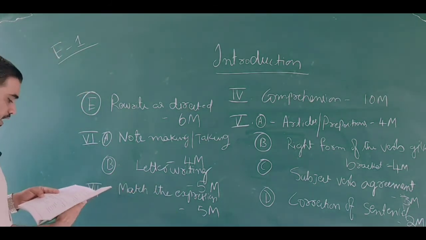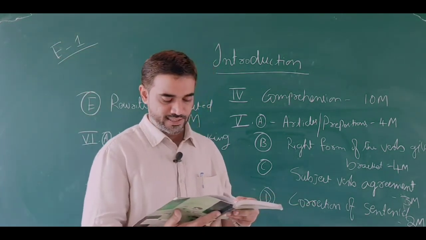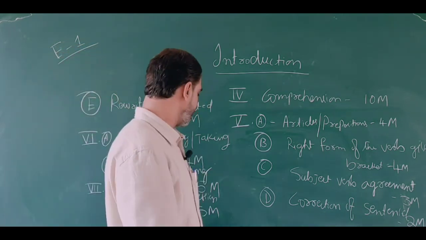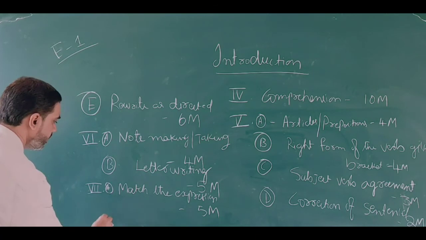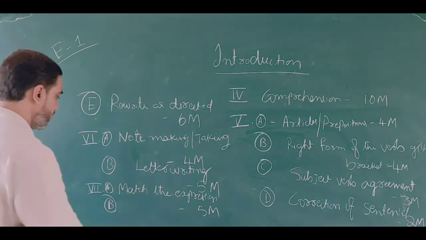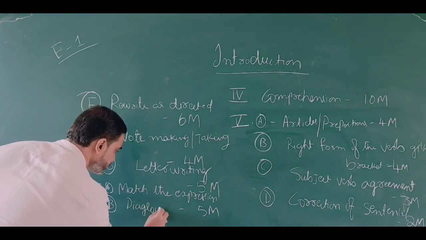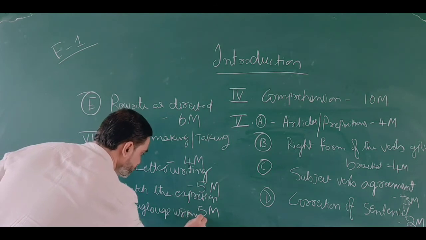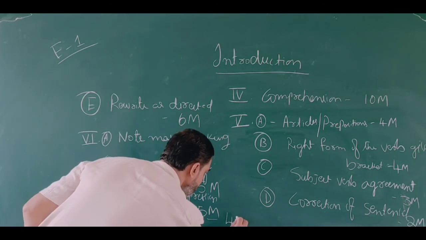For example, "How do you do?" What is it? Is it introducing, disagreeing, requesting, something like that? Don't worry about that. I'll do it in the class when I actually start. So 7th main A is that. B is dialogue writing. Dialogue writing will be asked to you for 4 marks.